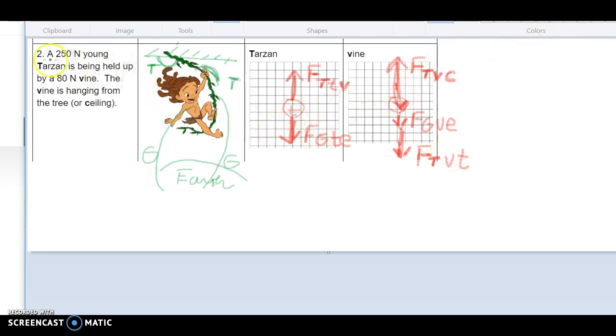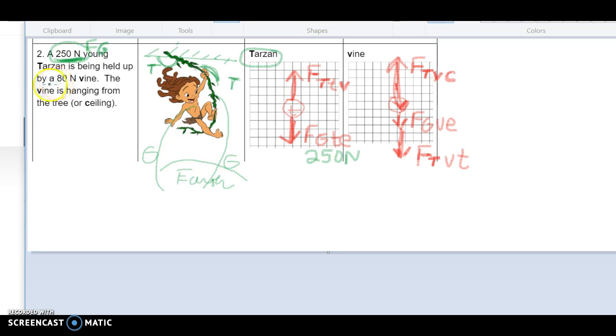Let's go ahead and look at the numbers now that we have all the forces down. This is the part that we keep messing up on, when it gives the newtons as a descriptor of the object, like an adjective of the object. That's telling you the FG. A lot of people keep putting this in the wrong place. This is the weight of Tarzan, so I need to go to Tarzan's picture and look for his force of gravity, which is right here. So that's going to be 250 newtons.